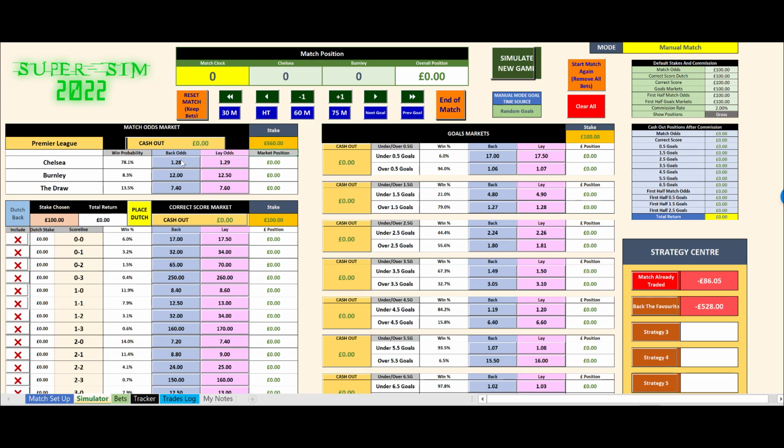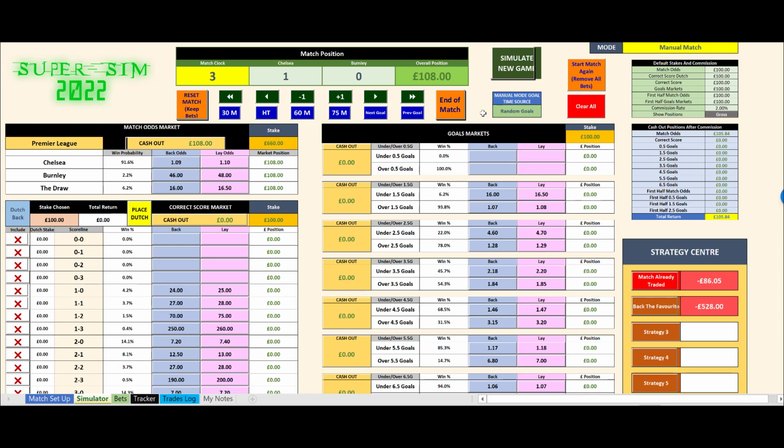Okay, so let's back Chelsea here at 1.28, and then we know that they're going to take a very early lead in this one, and let's see what the profit is and how it looks. So £108, okay? It's very interesting. You can kind of see already the pros and cons of backing the favourite versus laying the draw. And the idea is that the more you do this over and over again with the software, the better of an idea you are going to have.